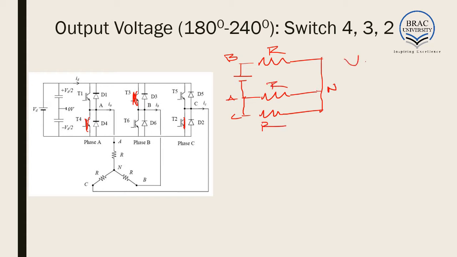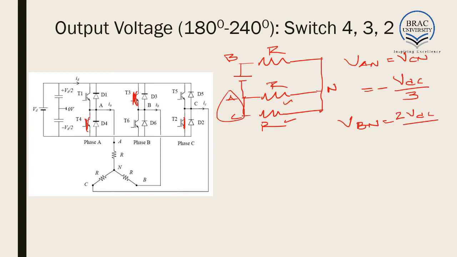So VAN is equal to VCN is equal to, as this is on the negative side, minus VDC by 3. Why is it VDC by 3? Because 2 resistances are here in parallel, and VBN would be 2 VDC divided by 3, because there is a single resistance involved, and it is connected to the positive side.